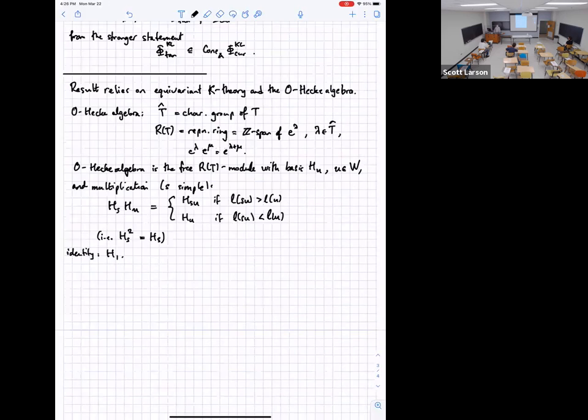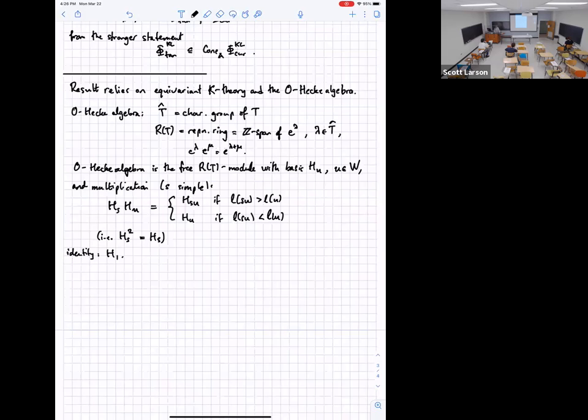And the reason the zero-Hecke algebra enters is because it can be used to do computations in equivariant K theory. There are formulas for the pullback of a structure sheaf of the Schubert variety to a point in equivariant K theory, which can be expressed in terms of the zero-Hecke algebra. So that's why the zero-Hecke algebra appears.